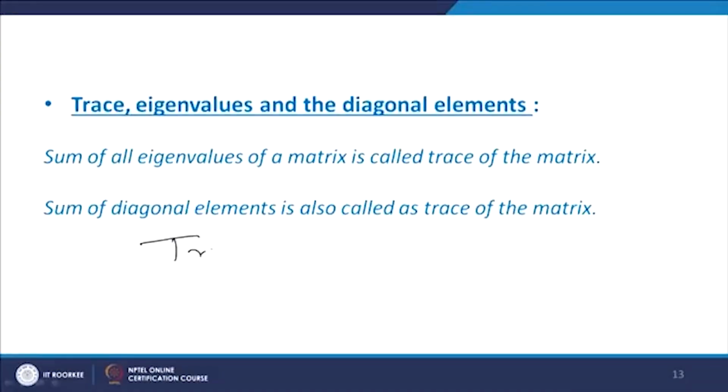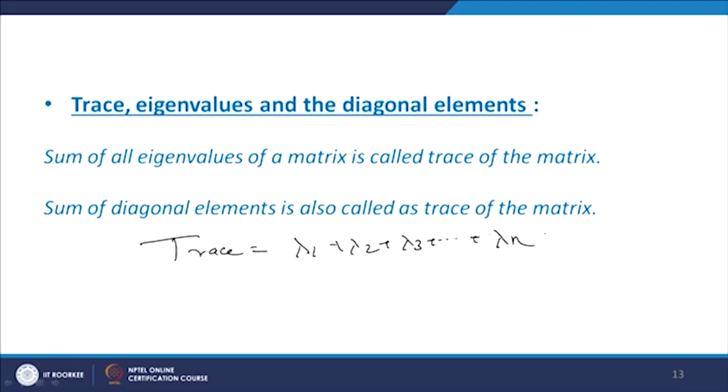Then trace, eigenvalues and the diagonal elements. In a previous part we have seen that using the trace of the matrix we can determine the transfer function model of the system. Here, the trace is equal to the sum of eigenvalues, that is lambda 1, lambda 2, lambda 3 up to lambda n.